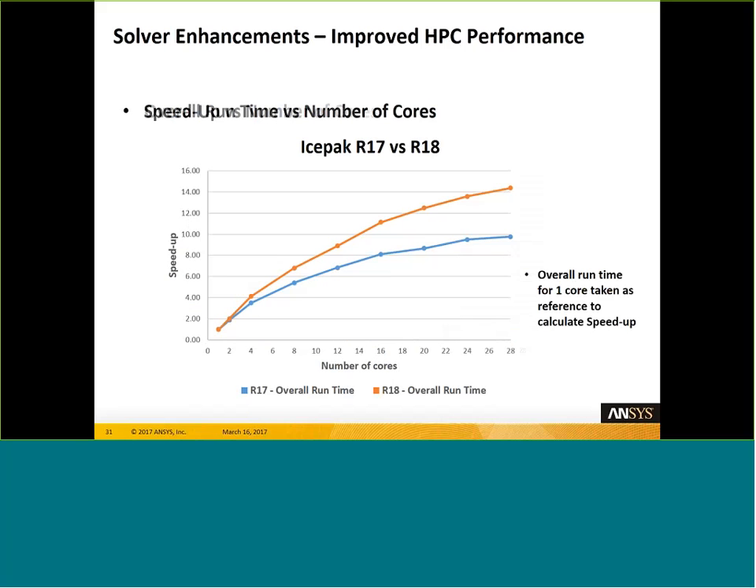You can see this picture a little more clearly if you plot it in terms of speed up versus number of cores, where the overall runtime for one core is taken as a reference to calculate speed up. So this allows you to see the improvements at release 18 compared to 17 a little better.